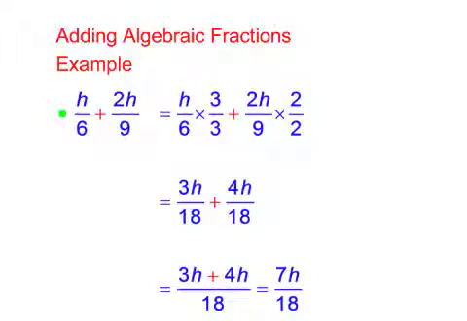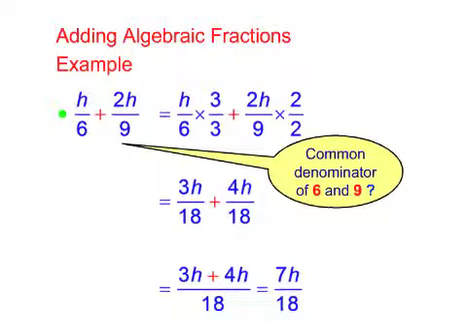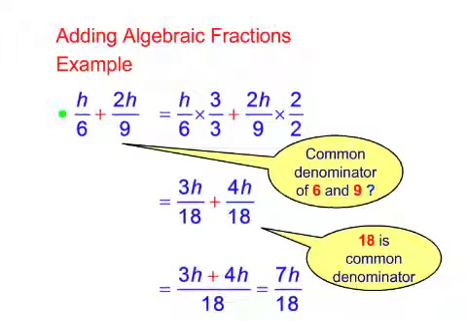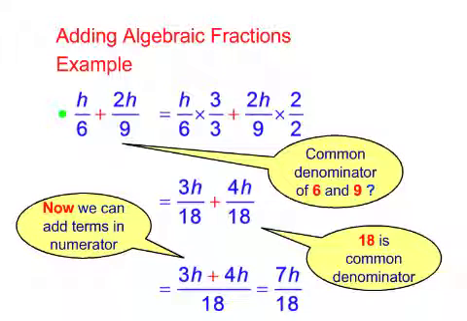Now let's move on to algebraic fractions. Again, we're using the same idea as with normal fractions. Here we have h over 6 plus 2h over 9. Notice that the 6 and 9 are different, so we need a common denominator, which in this case is 18. And thus we go through the process of adding two algebraic fractions with a common denominator of 18. Once we get to the bottom of our problem, we then add the two terms up, 3h plus 4h, which gives us 7h. Notice the terms here are alike.